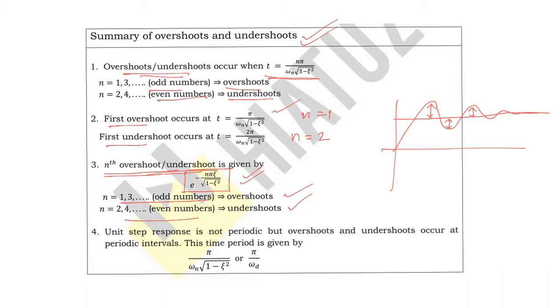One more important thing you have to realize here is that the unit step response is not periodic. Why? Because the values of the undershoots and overshoots are decreasing with time. So the same value is not occurring at each time, but the overshoots and undershoots are occurring at periodic intervals. The interval between one overshoot and the next undershoot is given by pi by omega d.